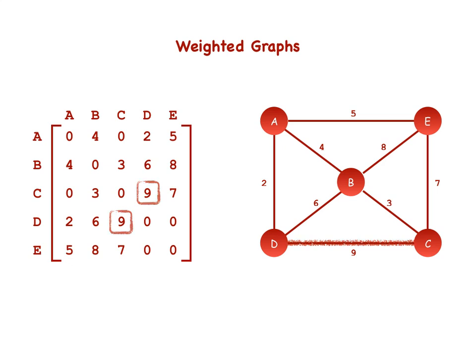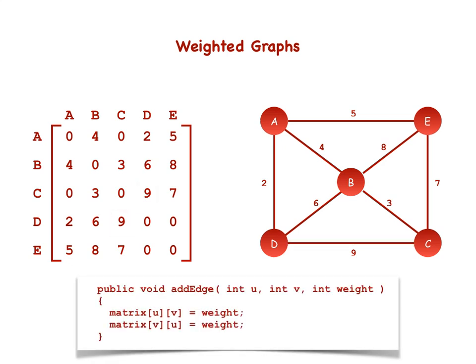And the way this will reflect in our code would be through the add edge method, which is now going to take 3 parameters instead of 2. That third parameter is going to be the weight of the edge connecting U and V. And that's going to be the value that gets stored in the matrix.